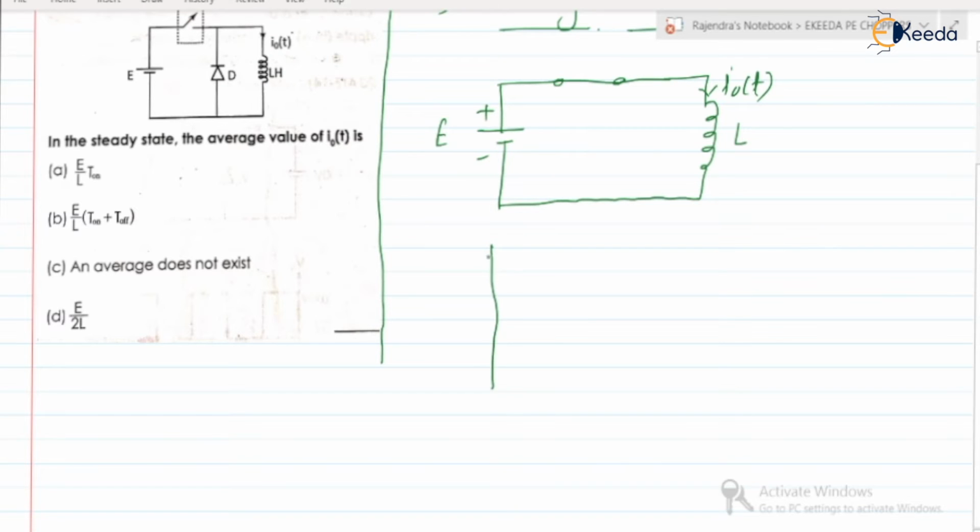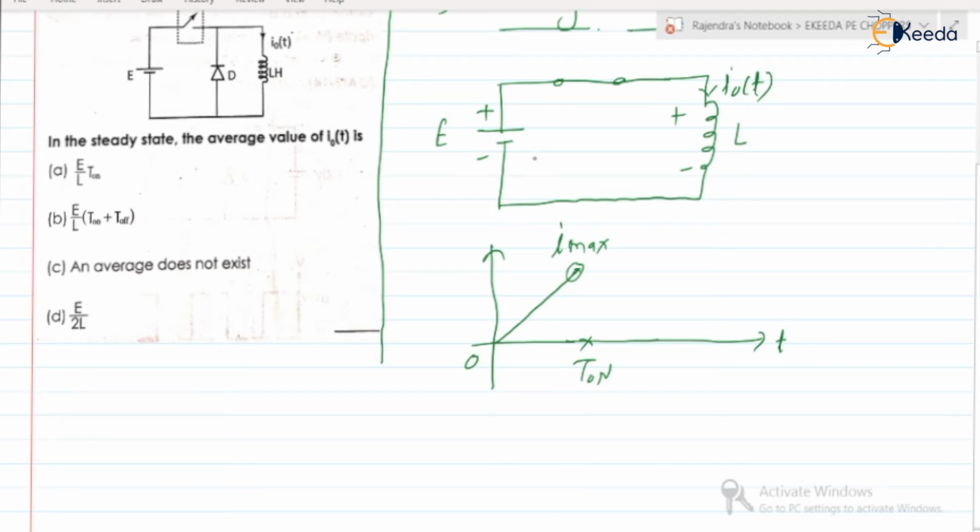From t equal to 0 to t on, for the very first cycle I am saying, the current goes on increasing. It will be reaching a value, suppose this is I max. Inductor stores the energy, so polarity will be plus here and minus here. Here the inductor is storing the energy.